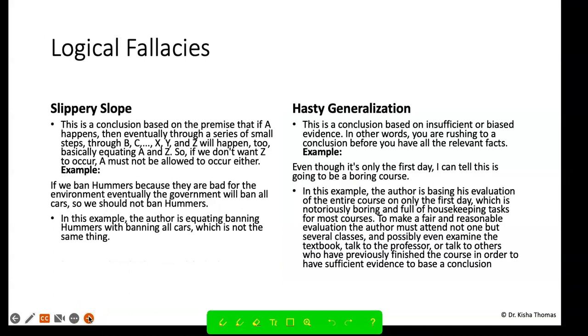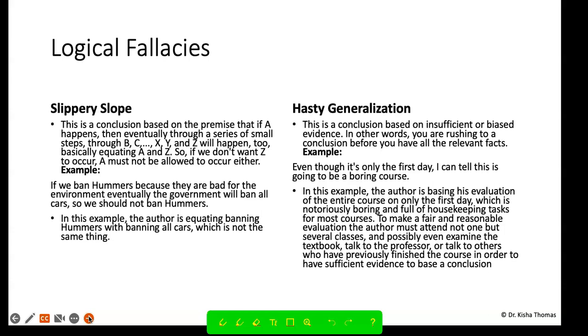Some examples: slippery slope. This is a conclusion based on the premise that if A happens, then eventually through a series of small steps, through B, C, X, Y, and Z will happen too, basically equating A and Z. So if we don't want Z to occur, A must not be allowed to occur either. If we ban Hummers because they're bad for the environment, eventually the government will ban all cars. So we should not ban Hummers. In this example, the author is equating banning Hummers with banning all cars, which is not the same thing.